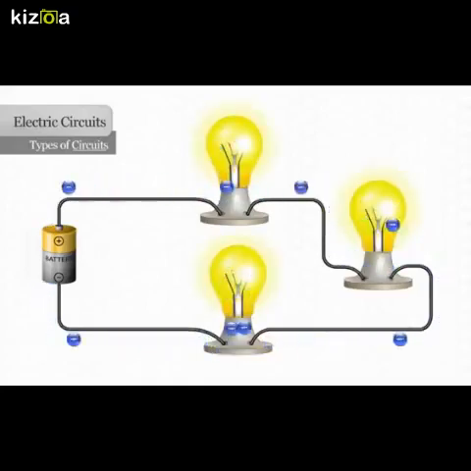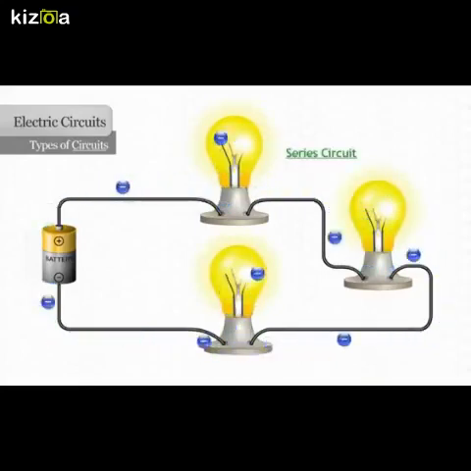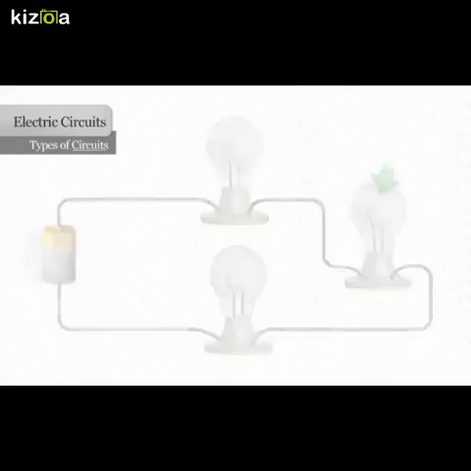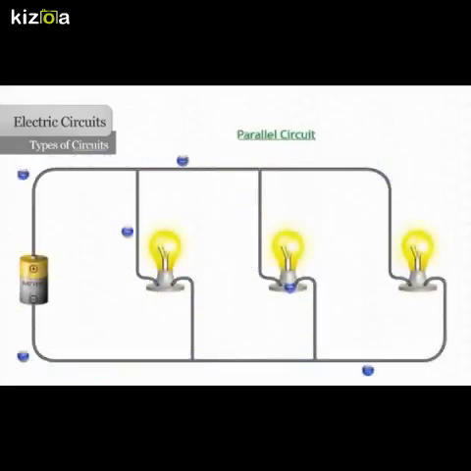When lights are lined up one after the other on a circuit like these lights are, it is called a series circuit. The problem with a series circuit is that when one light burns out and its filament breaks, it creates a gap in the circuit. All the lights go out because electricity won't be able to flow to the other bulbs. This problem can be solved with a parallel circuit.